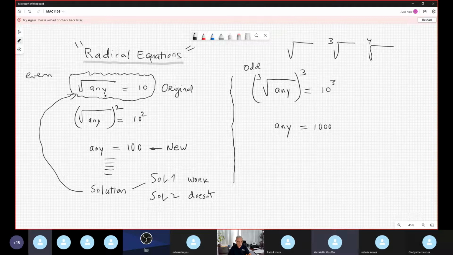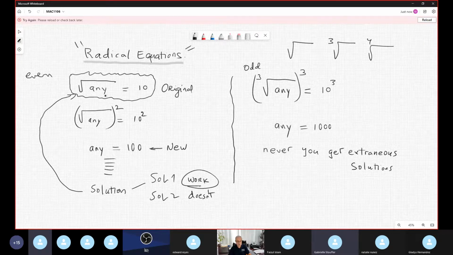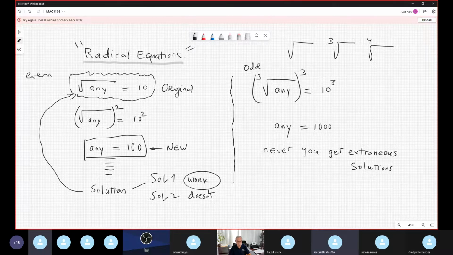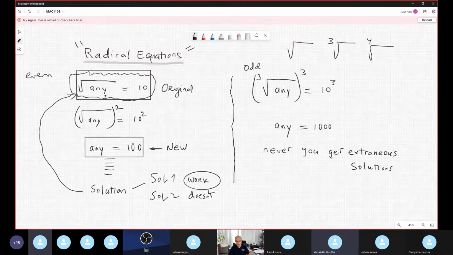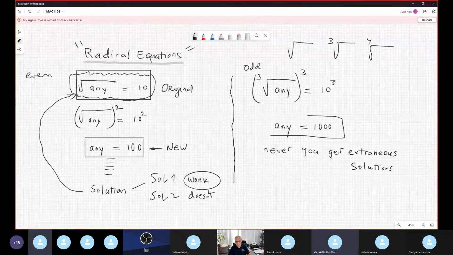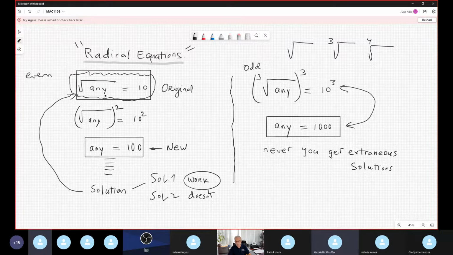But the important thing is that in this case we never have extraneous solutions. Extraneous solution is the technical name for a solution that you get for this equation, but it's not a solution for the original equation. When the index is odd, this never happens. A solution that you get in this equation is 100% working with the original. So you don't need to check it.